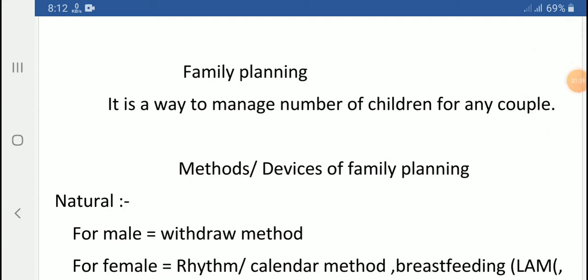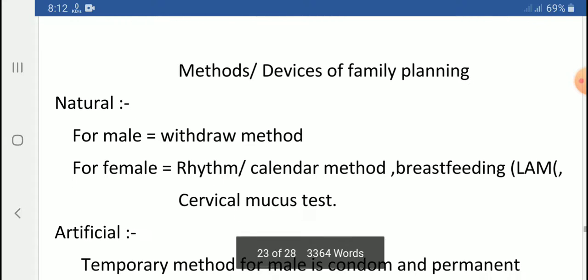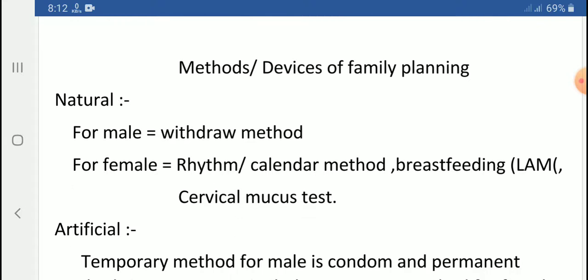Now let us talk about the last part of Unit 3, that is family planning. Family planning is the way to manage the number of children for any couple. It is the way to manage the number of family members by using different natural and artificial contraception methods. Natural methods of family planning include the withdrawal method for males, and for females there are three methods: the rhythm or calendar method, breastfeeding, that is LAM, also called the lactational amenorrhea method, and the cervical mucus test.